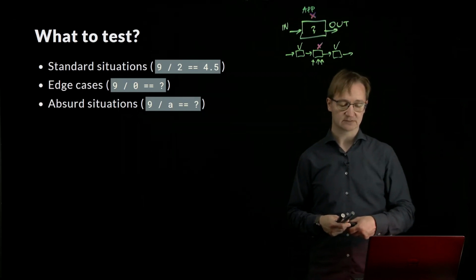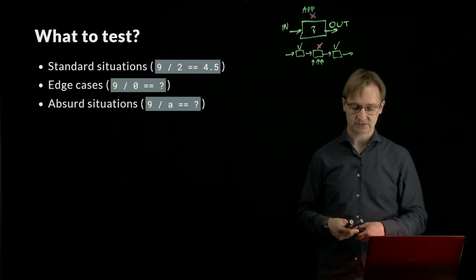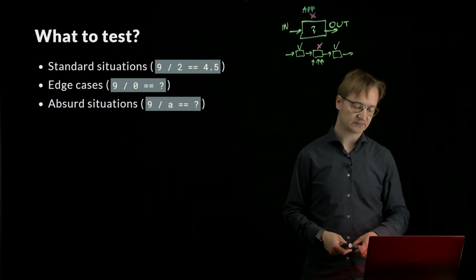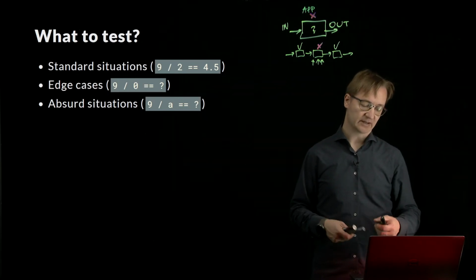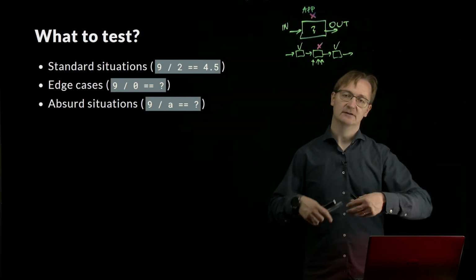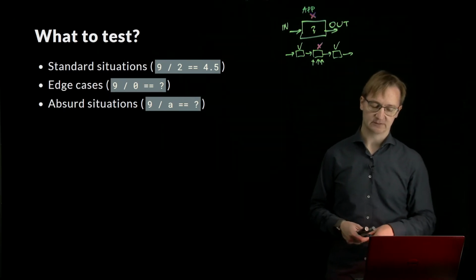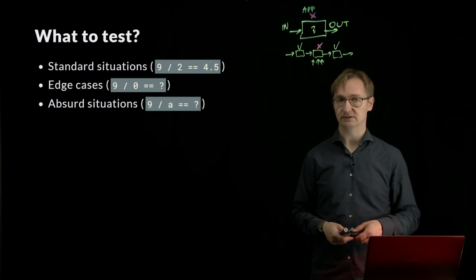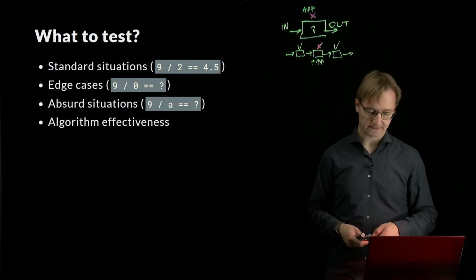Then often we can try to test absurd situations, for example, if I pass in the a value, but this is often not the real case. For example, if I say that I have two numbers and I want to divide them, then we probably don't expect that someone passes in a string there. But still, this is something you can think of when you're writing tests.